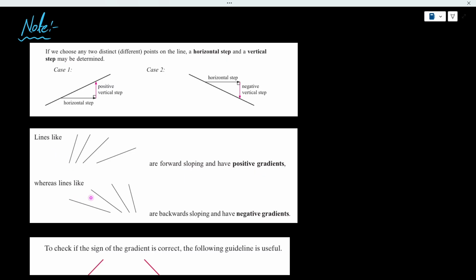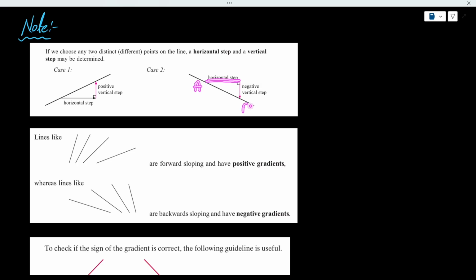Now where will you get the negative gradient? This is called backward sloping. So if the lines are like this, or here also this is the case too. Now, why do we get negative? Because here the vertical movement is negative and the horizontal step is positive. See, horizontal is going to the right.